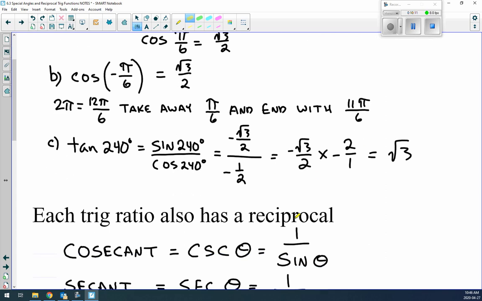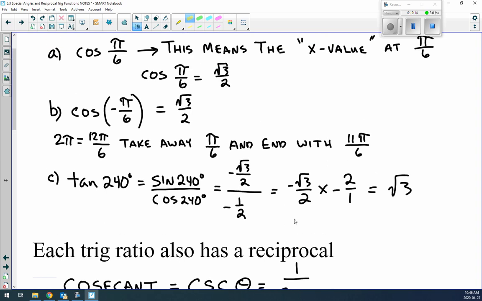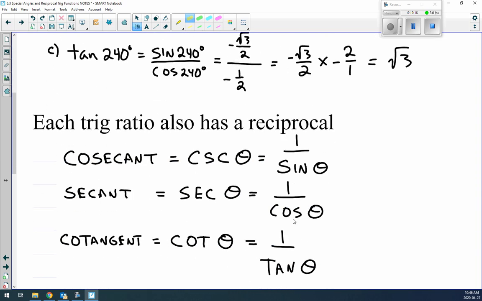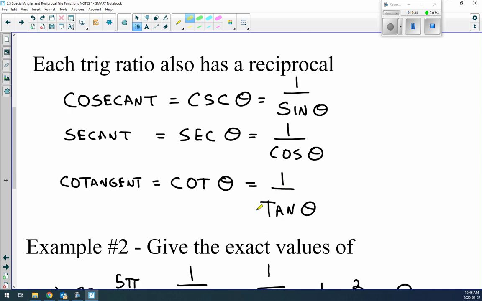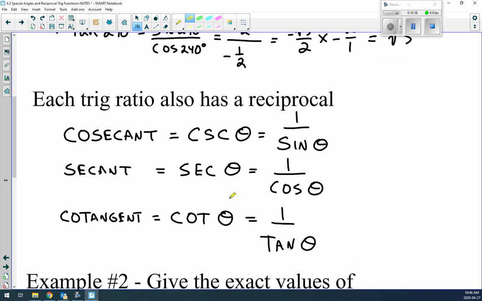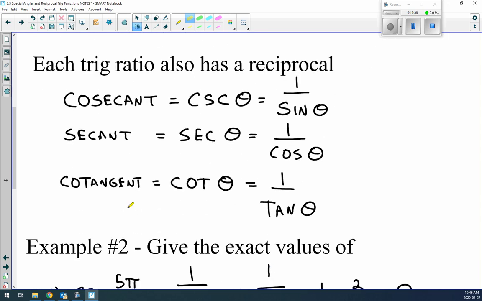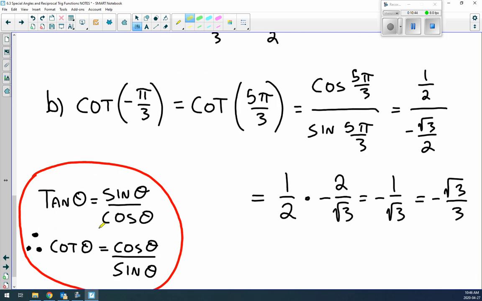So up to this point, we've had sine, cosine, and tangent. Well, in grade 12, we're dealing with this. Each trig ratio also has a reciprocal, and reciprocal means you just flip it, right? Numerator, denominator. So cosecant is just 1 over sine. Okay, secant is 1 over cosine, and cotangent is 1 over tangent. Another way to think about cotangent: if you think about tangent as sine over cosine, cotangent can also be cosine over sine. I threw that down the bottom there. Tangent is sine over cosine, cotangent is cosine over sine.